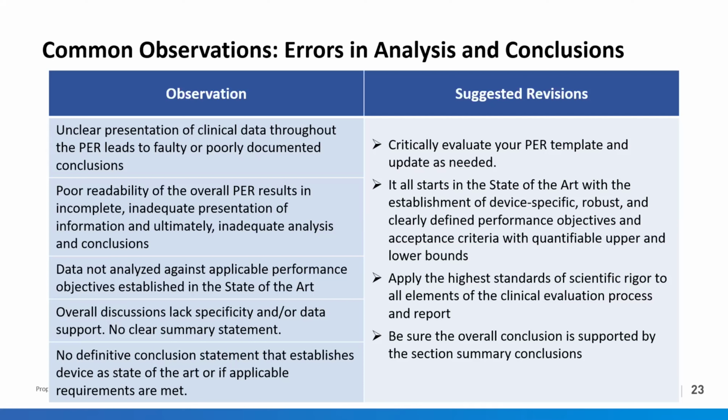So we suggest that you critically evaluate early in the process the template for your device, and update it as needed to make sure that it is compliant with the current guidelines. Establish device-specific and robust performance indicators early in the process so that your acceptance criteria will have quantifiable upper and lower bounds, and apply the highest standards of scientific rigor to each and every element within the PER process and the report as a whole. And then finally, you want to ensure that your overall conclusion is supported by each separate section's summary conclusions.